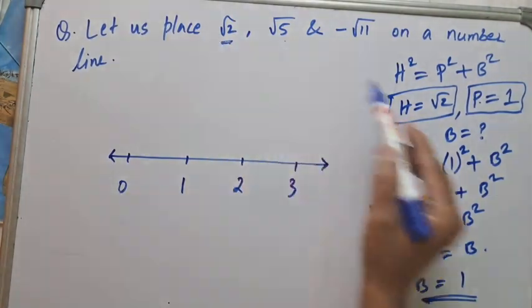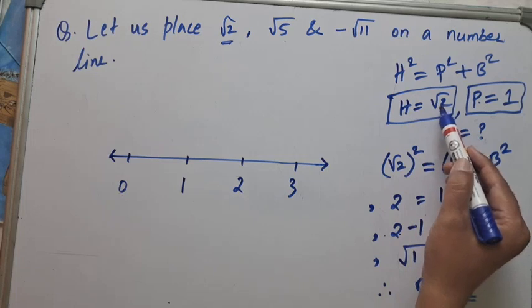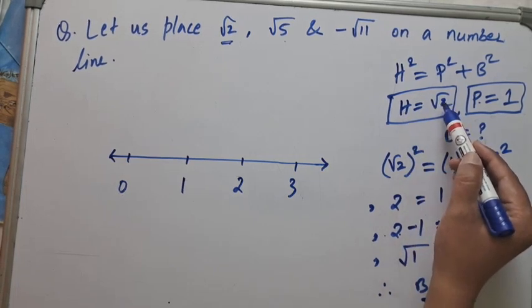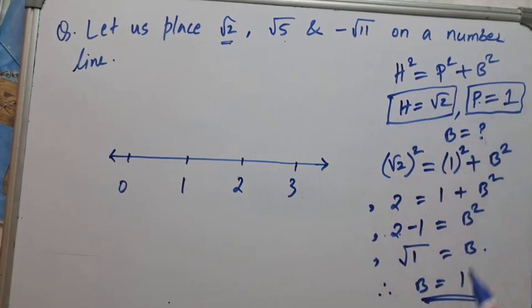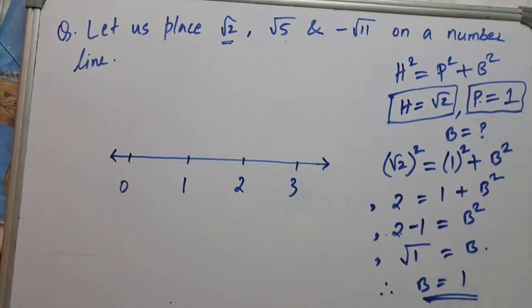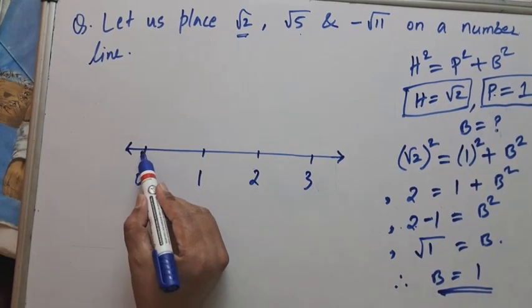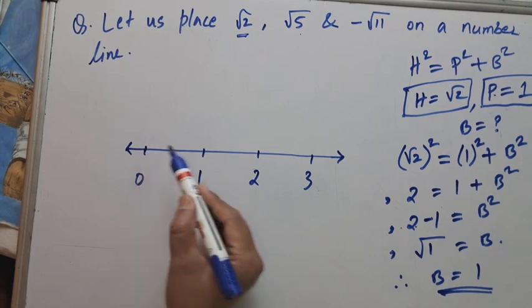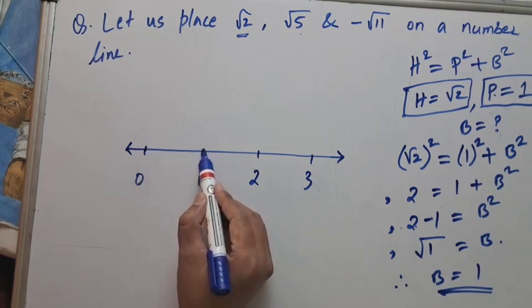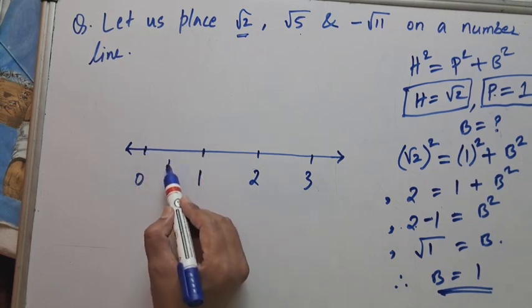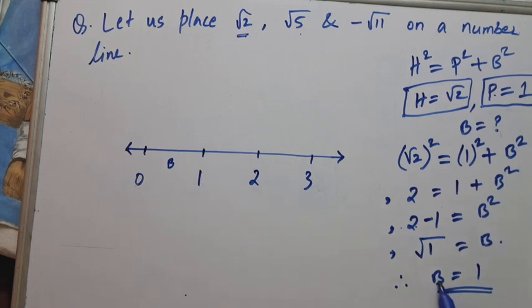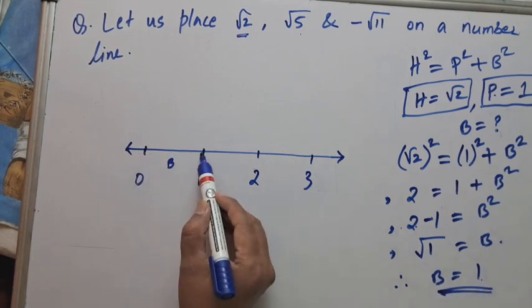To place root 2, we should have hypotenuse as root 2, and when hypotenuse is root 2 and perpendicular is 1, we got base as 1. Now base we consider 0 to 1. We take 1 unit as base, so this is base b. Base is 1, so 0 to 1 is base.